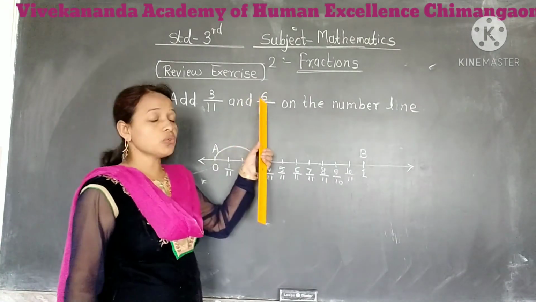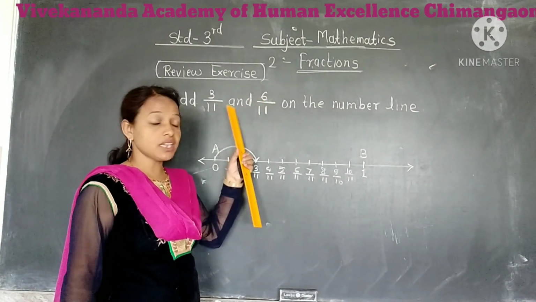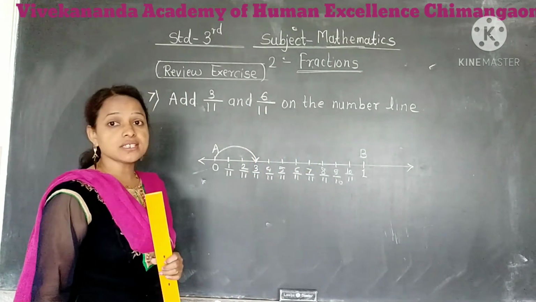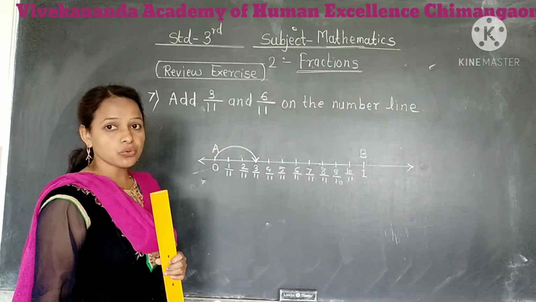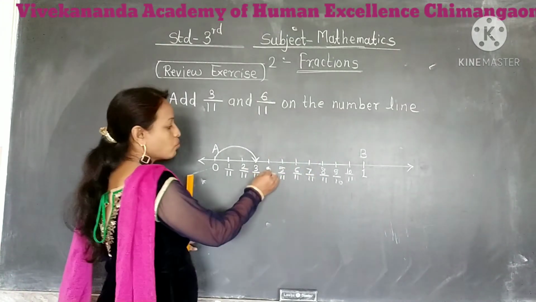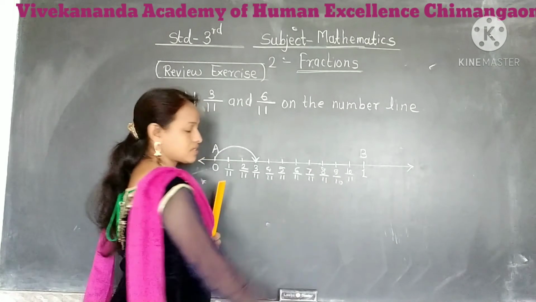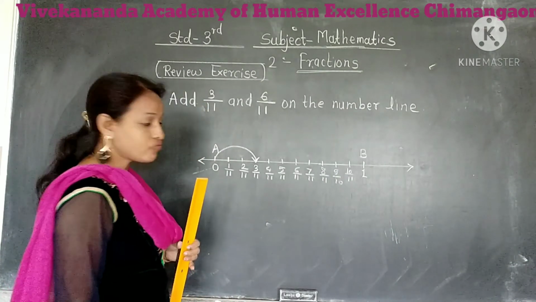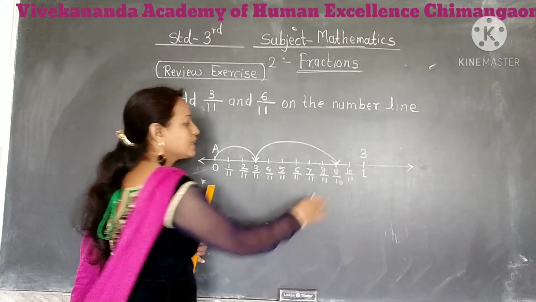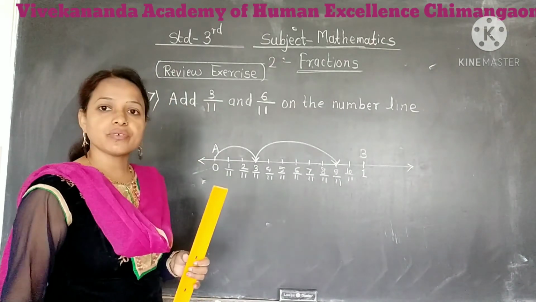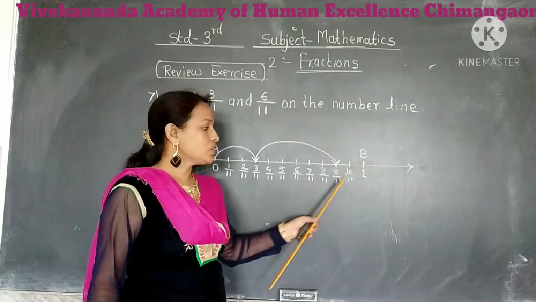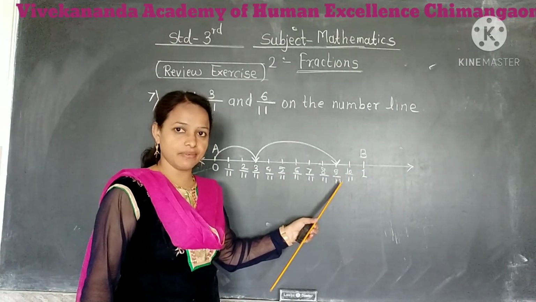Now here we have to add 6 upon 11 to 3 upon 11. Here the numerator is 6. So we move 6 steps towards B. We have to move 6 steps towards B. So 1, 2, 3, 4, 5, 6. So we move 6 steps forward. So we reach fraction 9 upon 11. We move 6 steps towards B to reach fraction 9 upon 11.